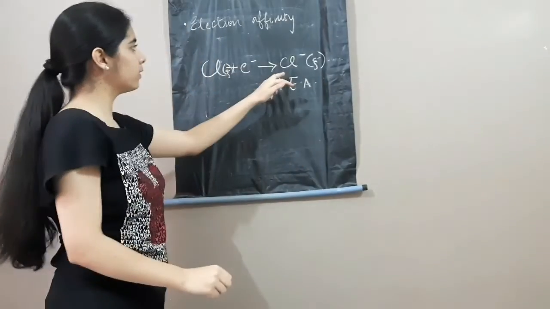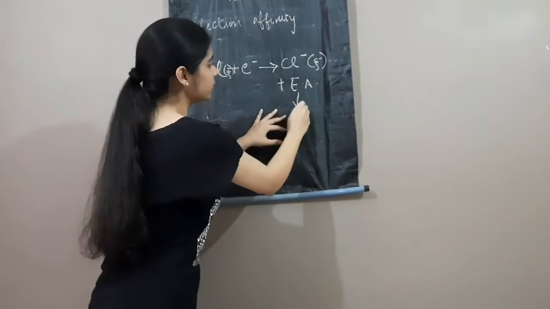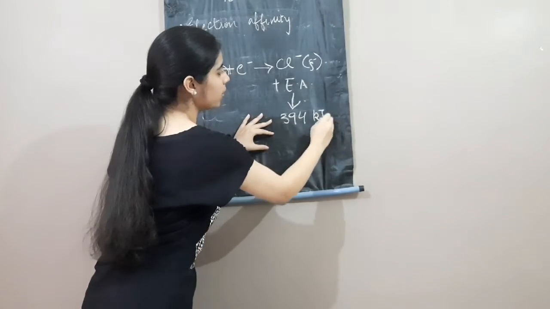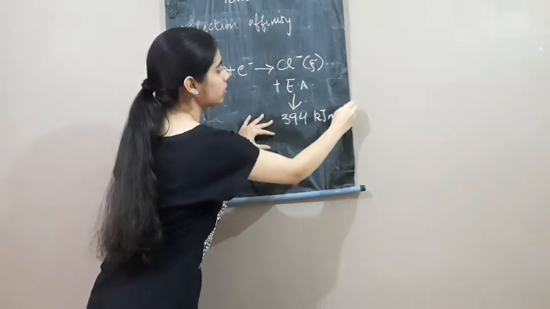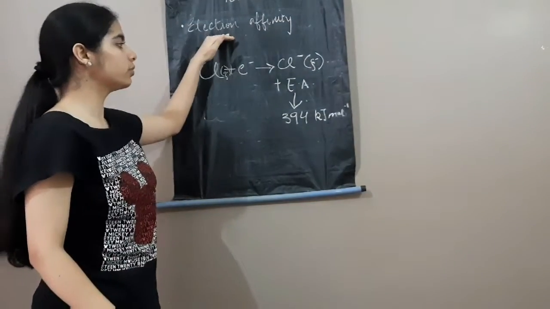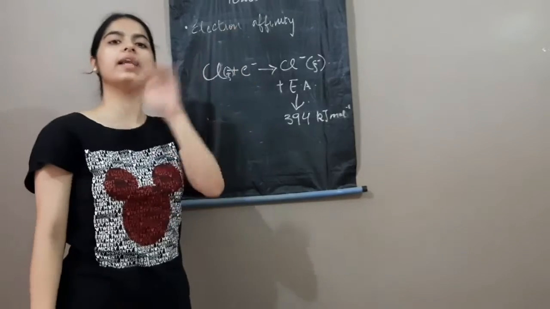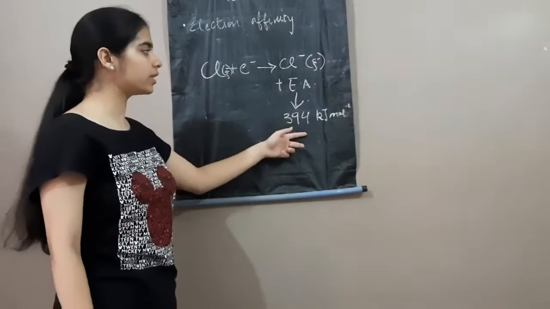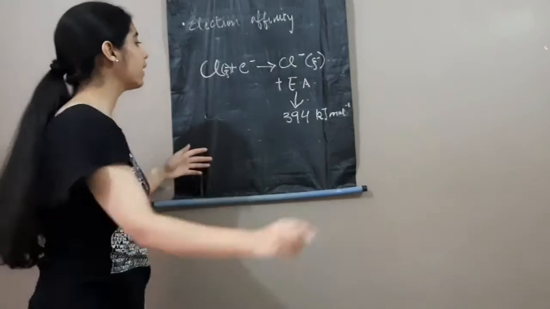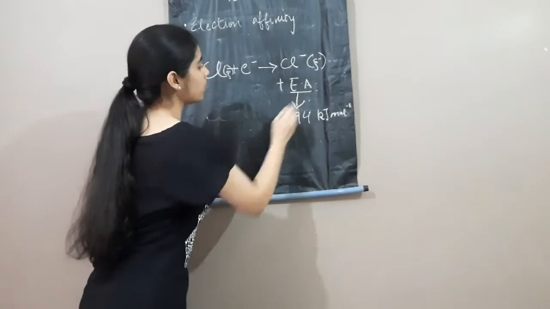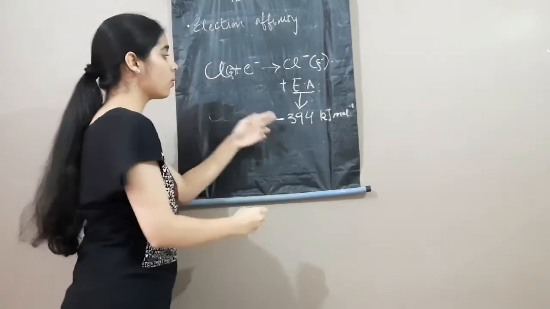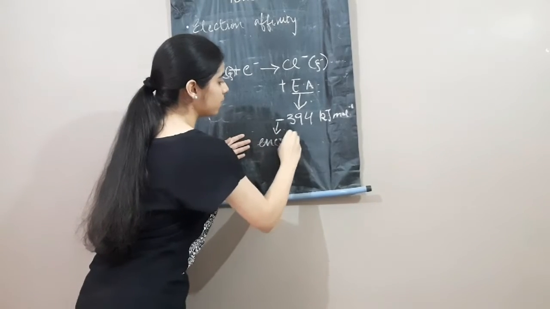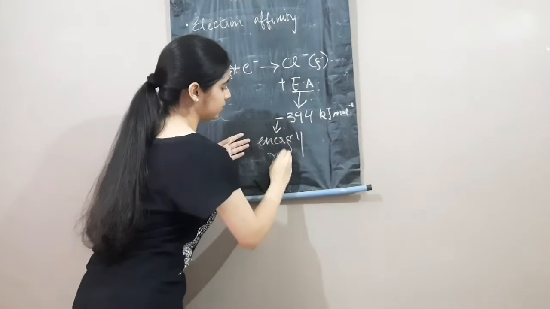Suppose the electron affinity is 394 kilojoule per mole. Please mention it down that the unit for electron affinity as well as ionization energy is kilojoule per mole. So if it is 394 kilojoule per mole, the electron affinity is always taken as negative. Why is this negative sign? Because the energy is not gained but released.